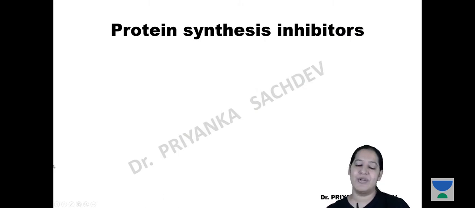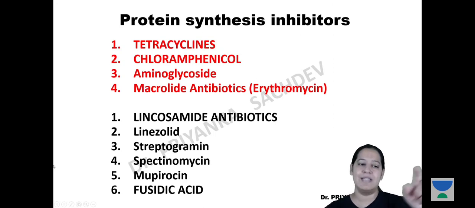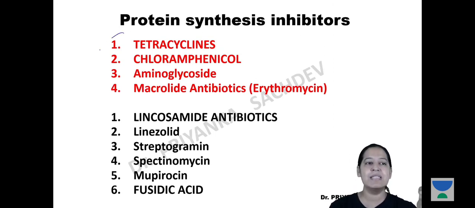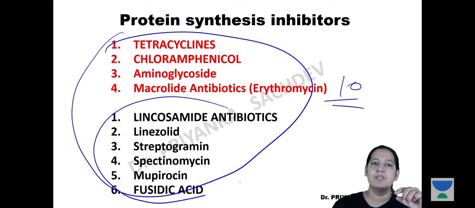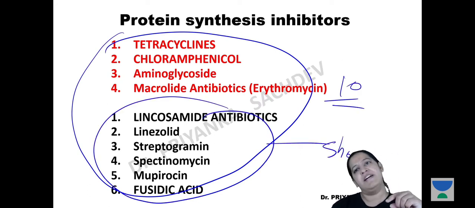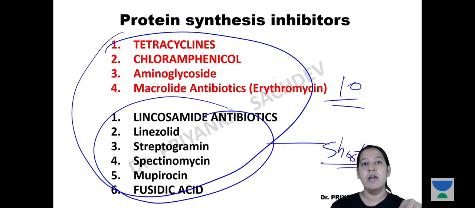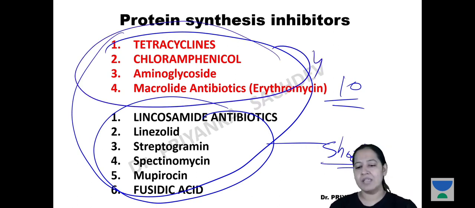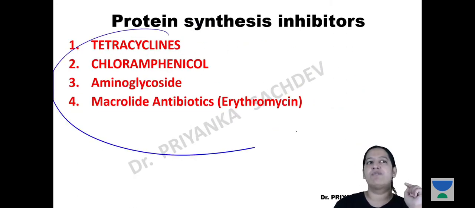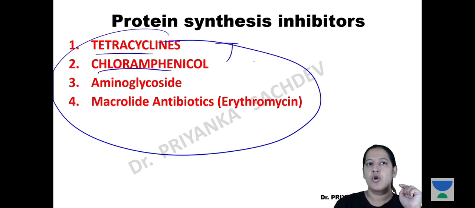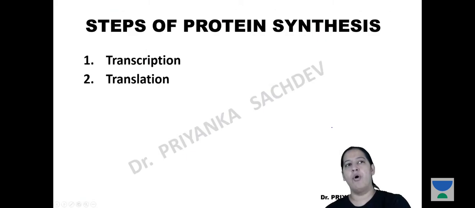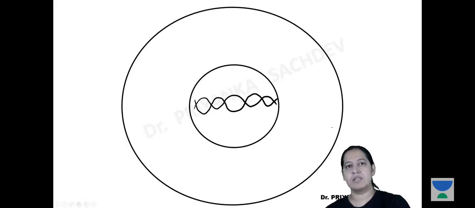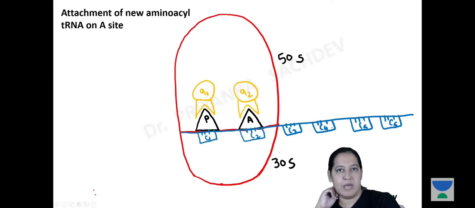I'm done with the 3 chapters. The next 4 chapters are protein synthesis inhibitors. These are the protein synthesis inhibitors. 6 plus 4, total 10 drugs are there. These are minor ones, which I will teach very briefly. In the end, these are the 4 major. I ask you to make a comparative table of these 4 major: tetracycline, chloramphenicol, aminoglycoside, and macrolide. So these are the four major drugs.